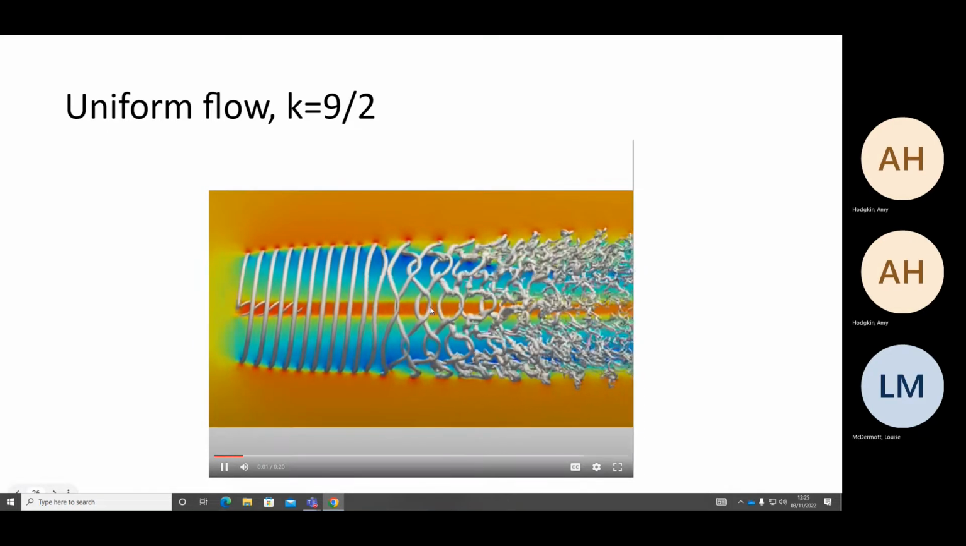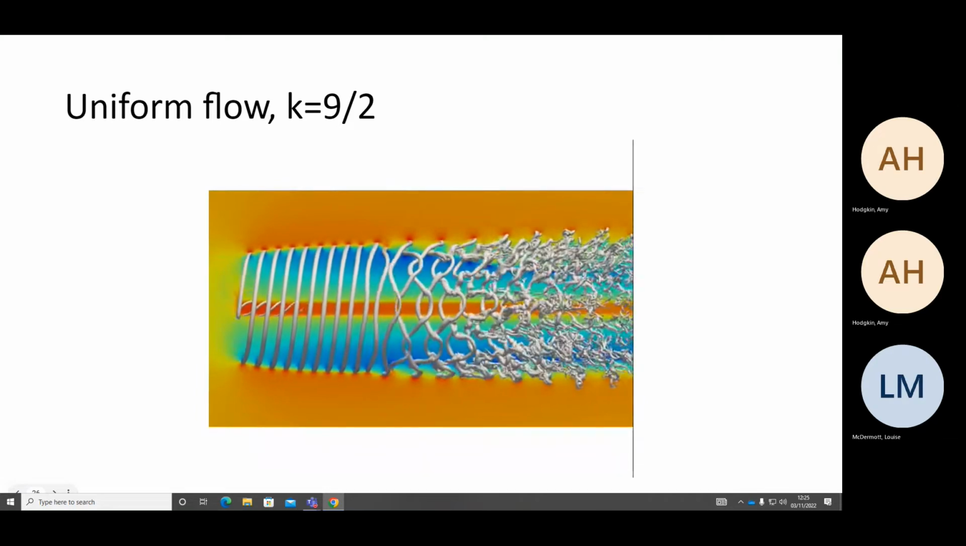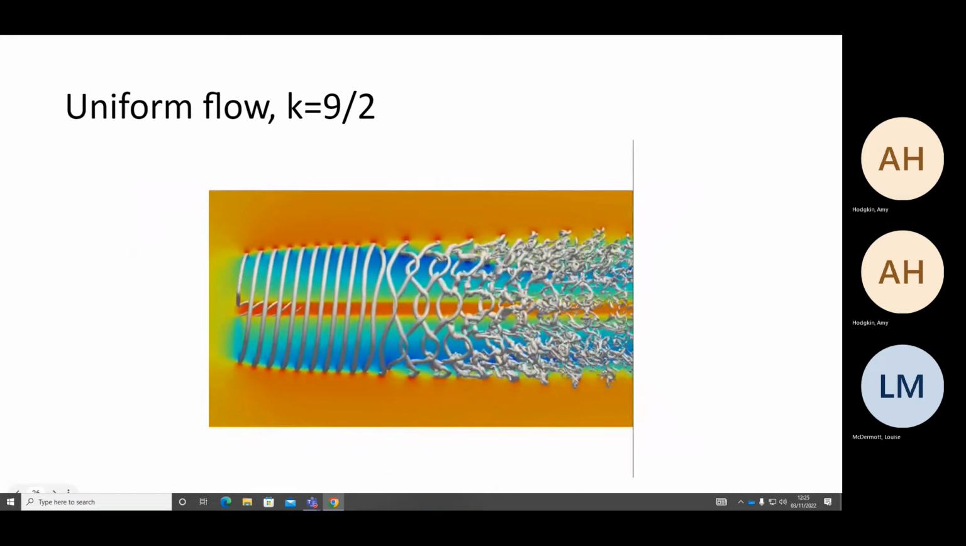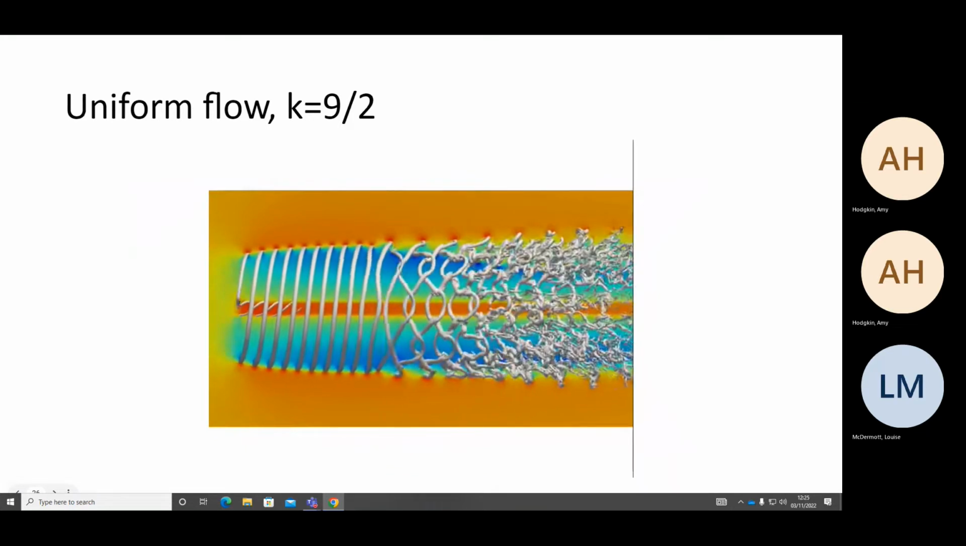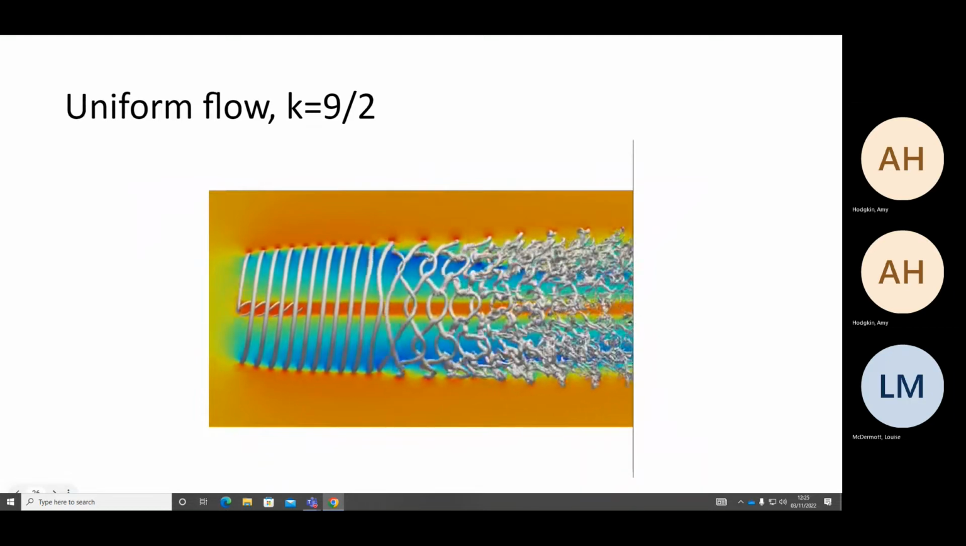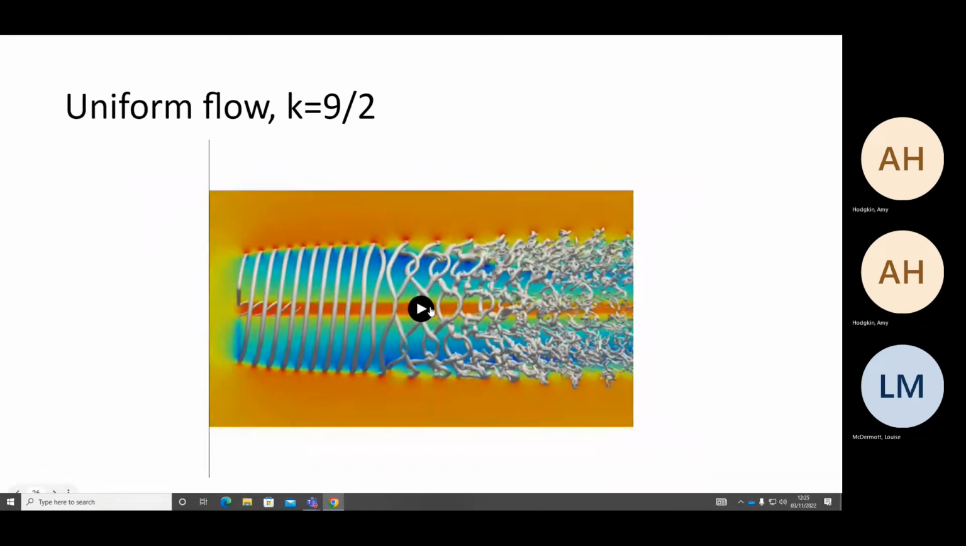So this is the same with uniform inflow again, but we have our slightly higher frequency perturbation. I think you can see with this one, there are more obvious locations where the perturbation has grown, and this is causing the helical vortex to break down.